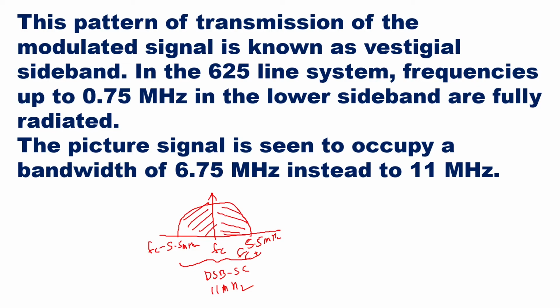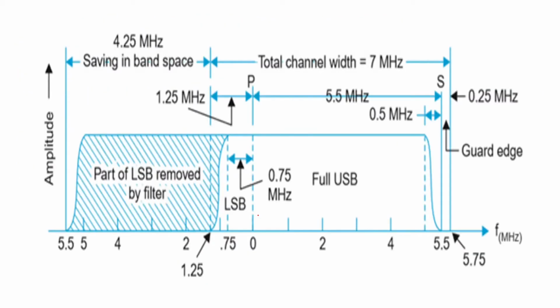So what we want to do is send a single sideband. But while sending a single sideband, there is a problem of filtering exactly at the carrier. So with a practical filter, we will take a part of the other sideband, and this much we are going to transmit, and that will be called vestigial sideband, and it will occupy a bandwidth of 6.75 megahertz instead of 11 megahertz. So you are saving the bandwidth. So if you see the signal here, it is the vestigial sideband signal as we transmit.